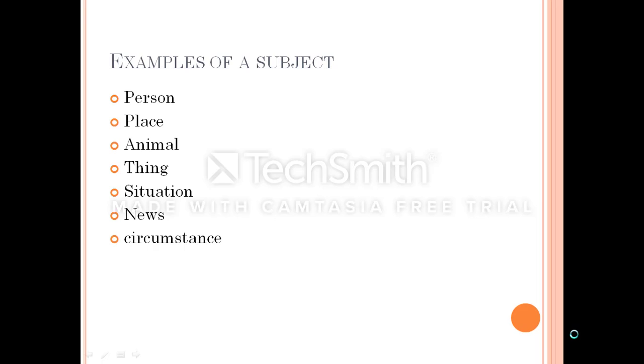Now let us look at the examples of a subject. What are the situations? What are the things that we talk about? So we talk about person. We talk about a place, we talk about animals, we talk about things, we talk about situations, we talk about news, we talk about circumstances, okay? So any living or non-living thing that we are talking about is a subject.